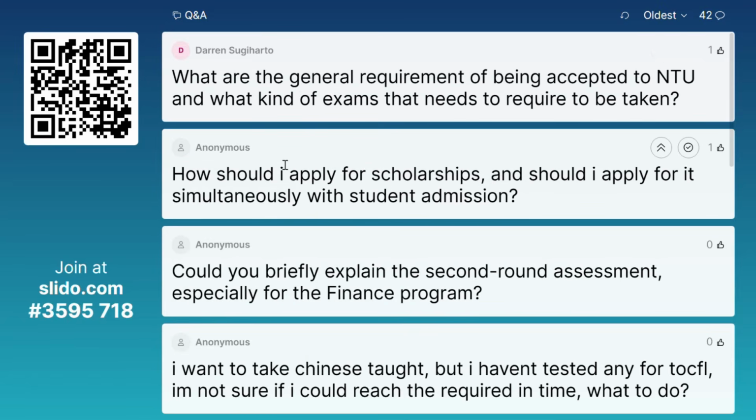What are the general requirements for being accepted to NTU? What kind of exam needs to be taken? I think we covered this before. As for the exam, you will have to check whether the department requires a written exam or oral exam. If not, then the only exam you will take is the language proficiency test.